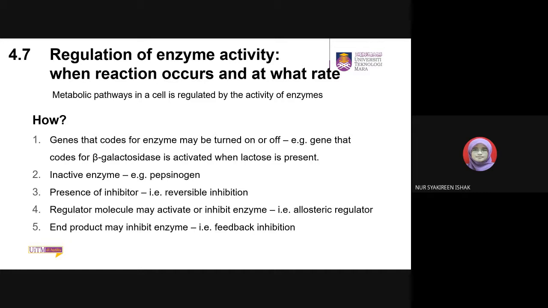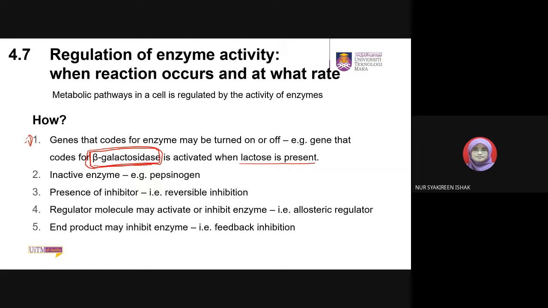For example, number one here, there are many examples. It says here that genes that code for enzymes may be turned on or off. For example, the gene that codes for beta-galactosidase is activated when lactose is present. In this case, the enzyme is beta-galactosidase.